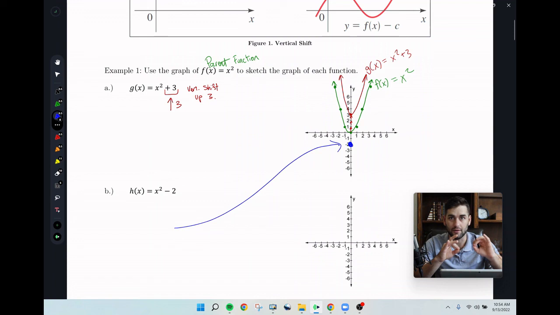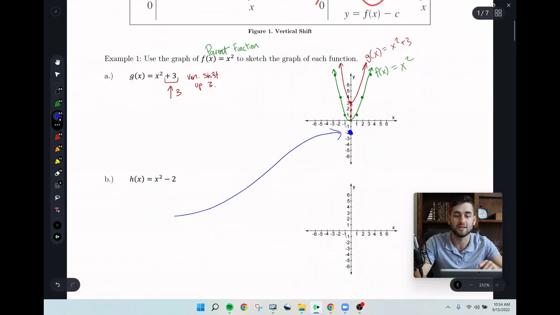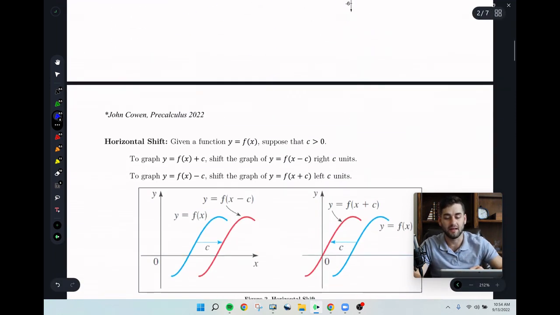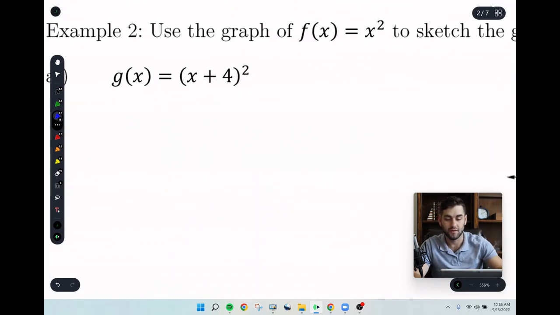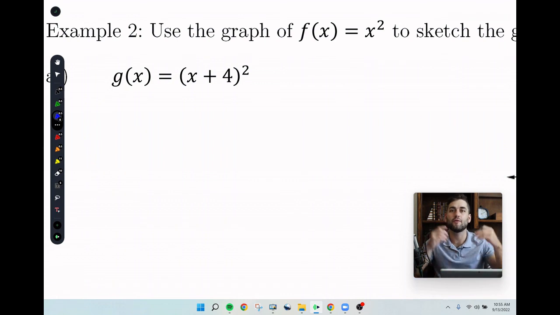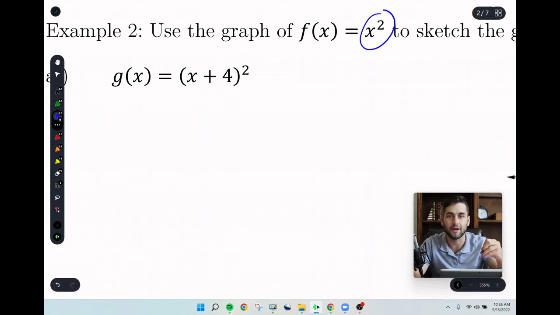Let's get started now, though, on horizontal shifts, which are a little more complicated. It's kind of reversed, which tricks your brain, and it's inside of the function. So you have to be able to identify types of functions and how it will actually apply to the shift itself. So this one looks different, right? Like we were saying before, the function itself is x squared, right? That's the parent function.